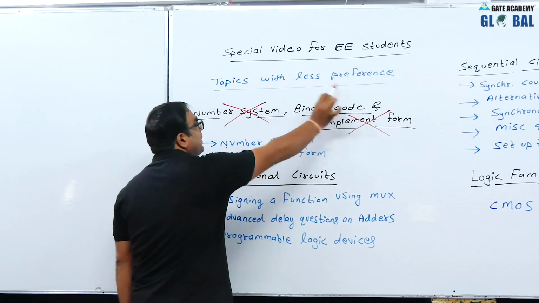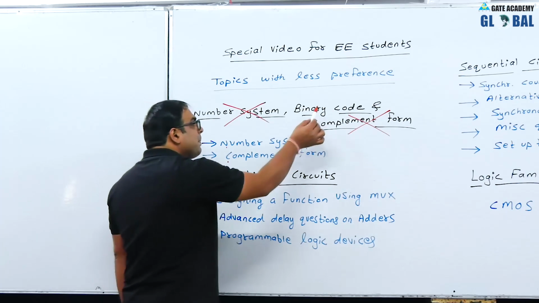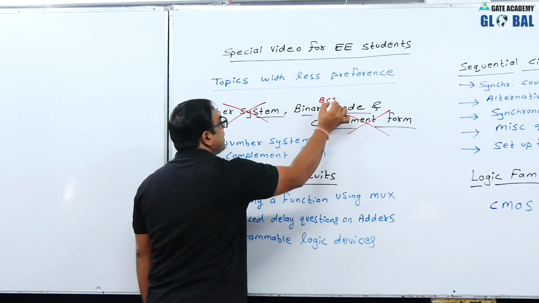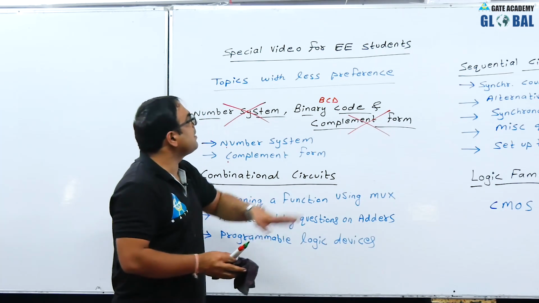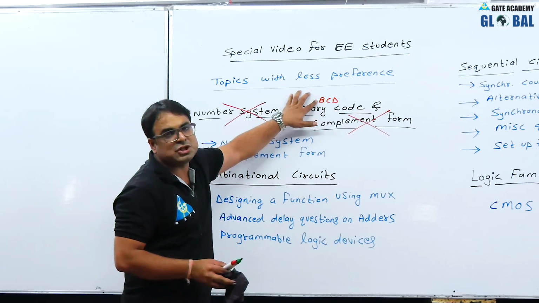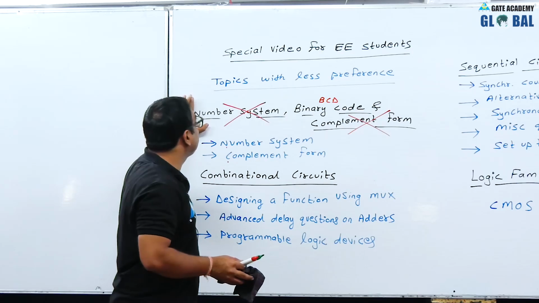So these are the topics with less preference I have written. In binary code, you can just study some basic information about the BCD codes. Just some basic information about BCD codes. If you study, this will be sufficient. You can ignore this complete chapter number 4.